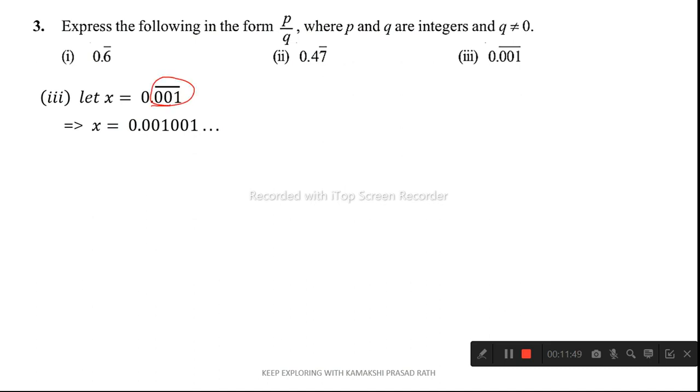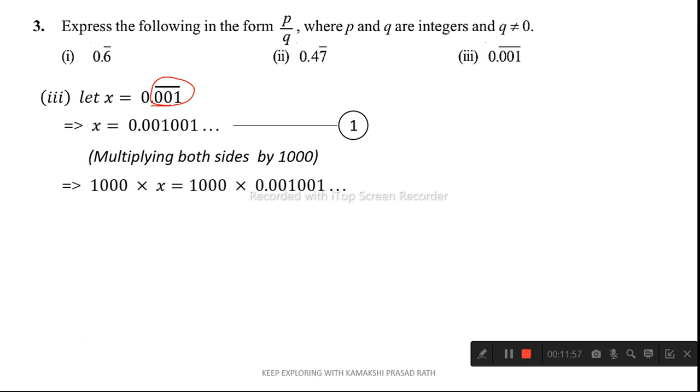Here three digits are repeated, so we'll multiply by 1000. When you multiply by 1000, we get 1000x equals, as the point will move three places towards the right, 1.001. We have so many 001s, so we'll use it here again: 1.001001 and so on. That becomes our equation 2.